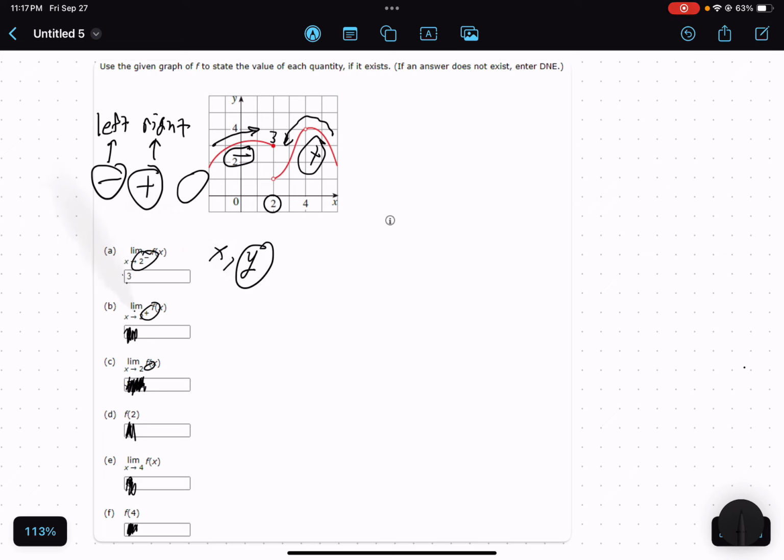In this next one, it says the limit as x approaches 2 plus, so it's going to be from the right. If you look at 2 again from the right, it's equal to 1. So it's going to approach 1.